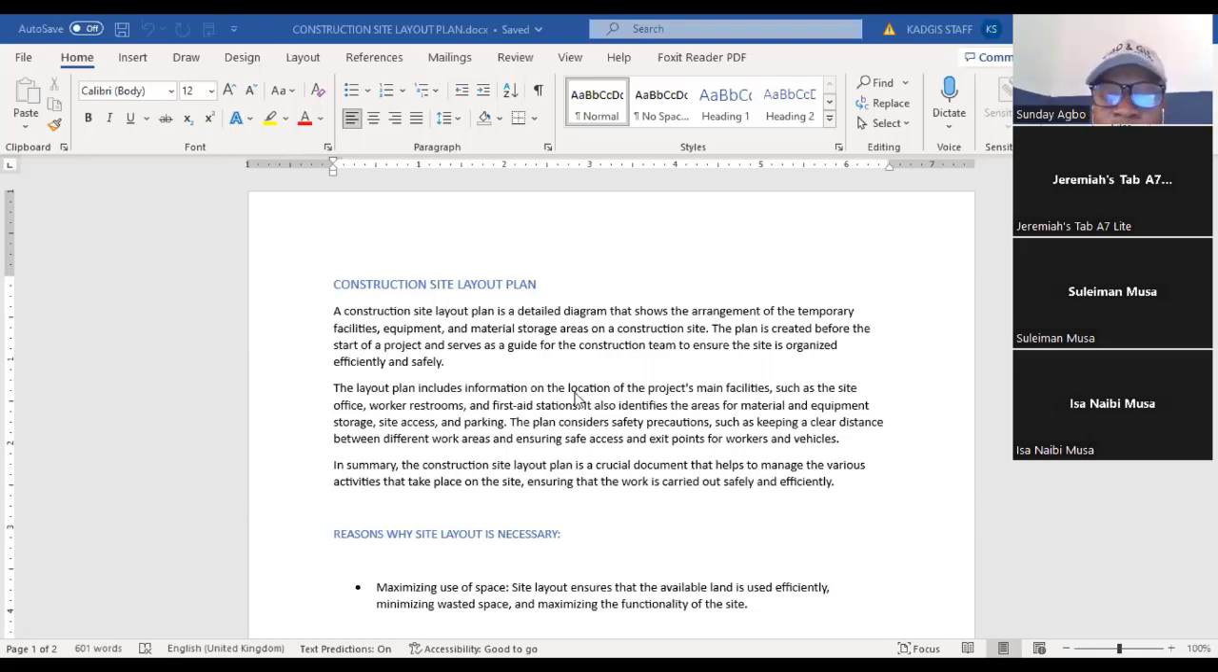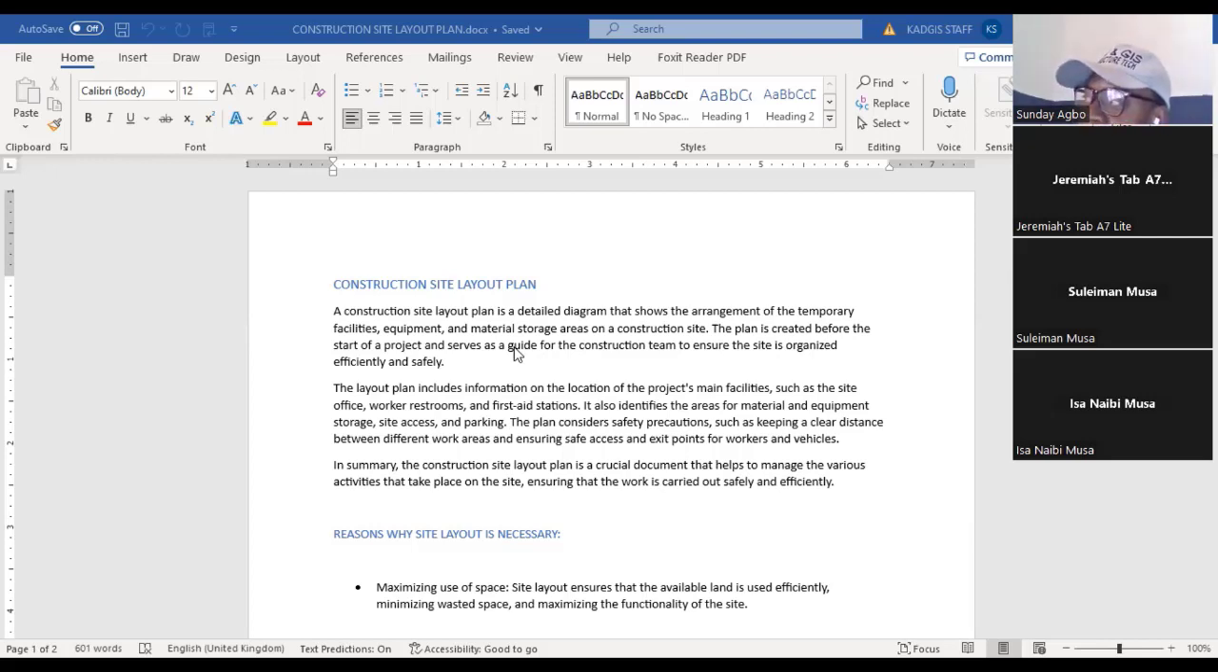So as you can see, this is a simple write-up on what the construction site layout plan is all about. A construction site layout plan is a detailed diagram that shows the arrangement of the temporary facilities, equipment and material storage area on a construction site.